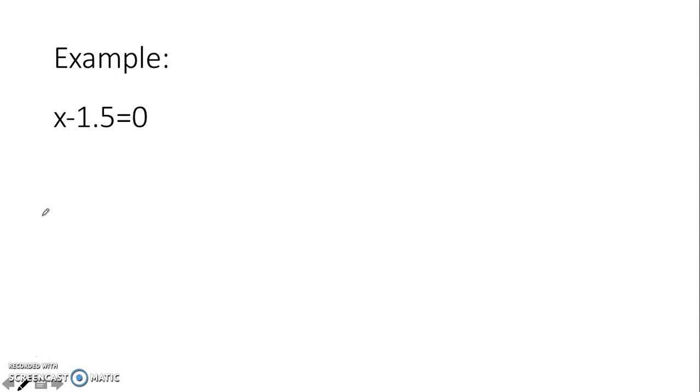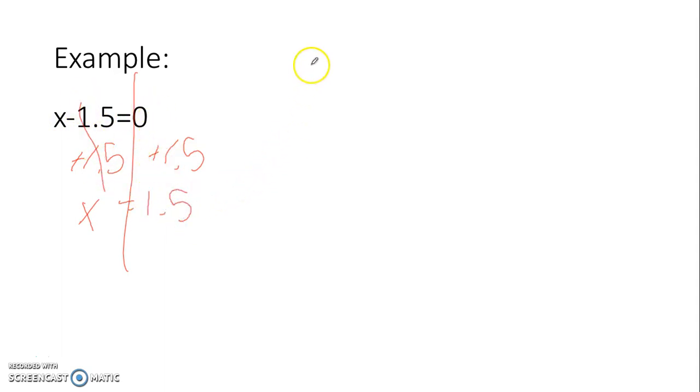Alright, we can do the same thing with our decimals and fractions like we did before. So we draw our line, step 1. Add 1.5 to both sides. X is equal to, so we have these cancel out. 0 plus 1.5 is indeed 1.5. Let's try it. 1.5 minus 1.5 is equal to 0. And we know that that is true. That is 0 equals 0. Alright, so x is equal to 1.5.